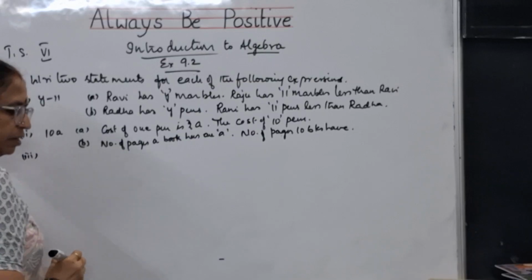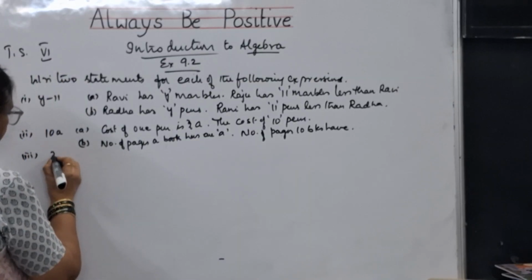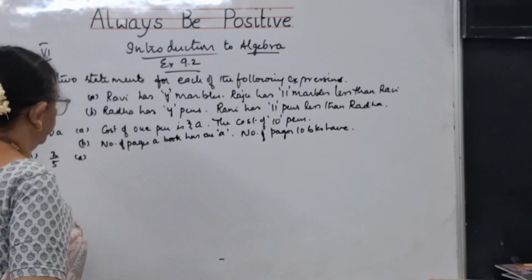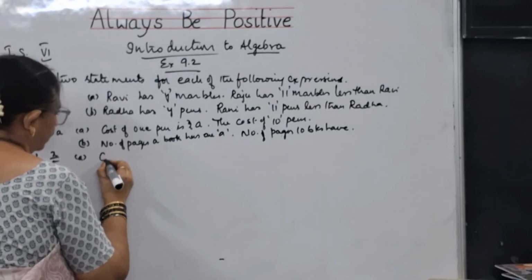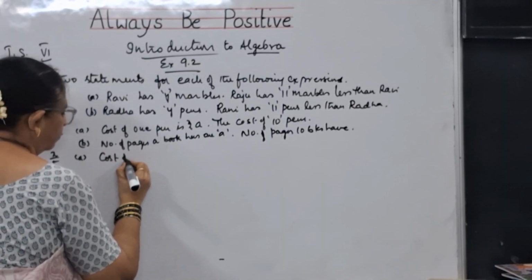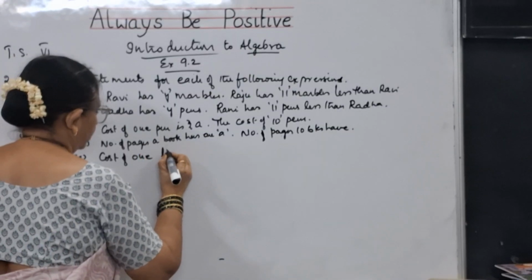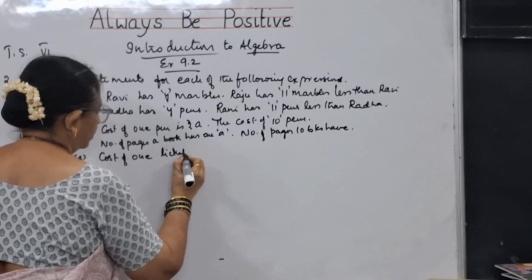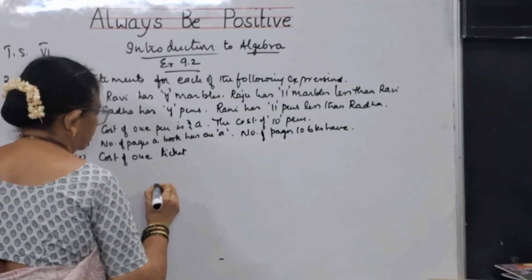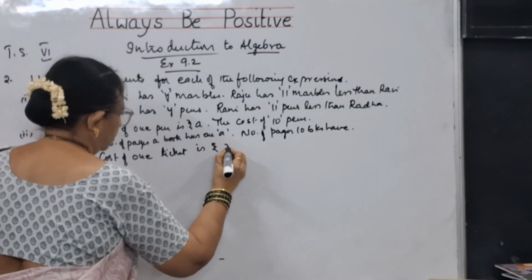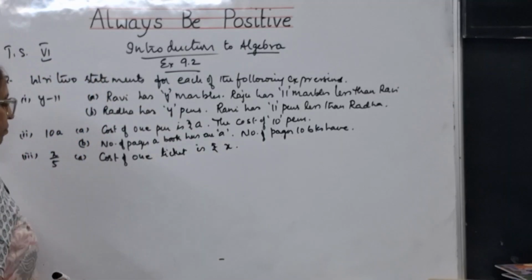Okay, next. Third one, x by 5. Cost of one ticket is rupees X.